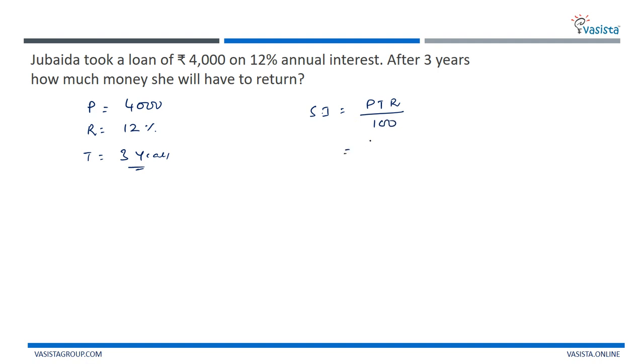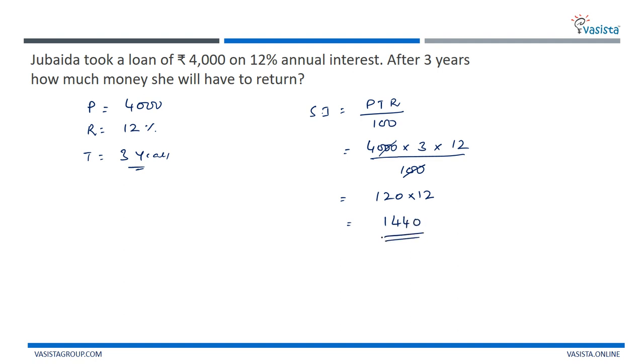So substitute here. P is equal to how much? That is 4,000 into time is 3 into R is 12, that divided by 100. Now 2 zeros cancel. Right. 4 3s are 12, 120. 120 into 12. Right, which is nothing but 12 12s are 144.